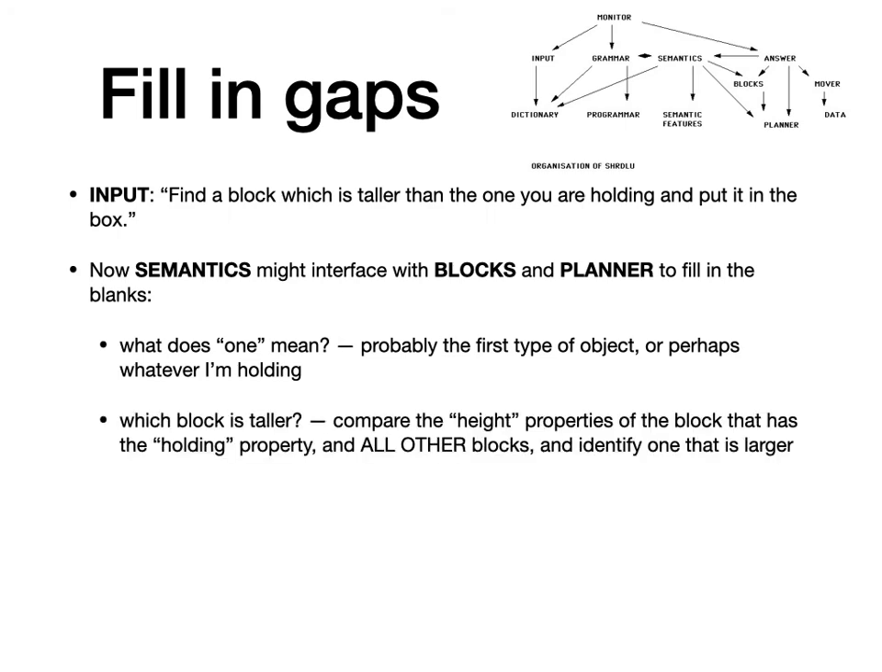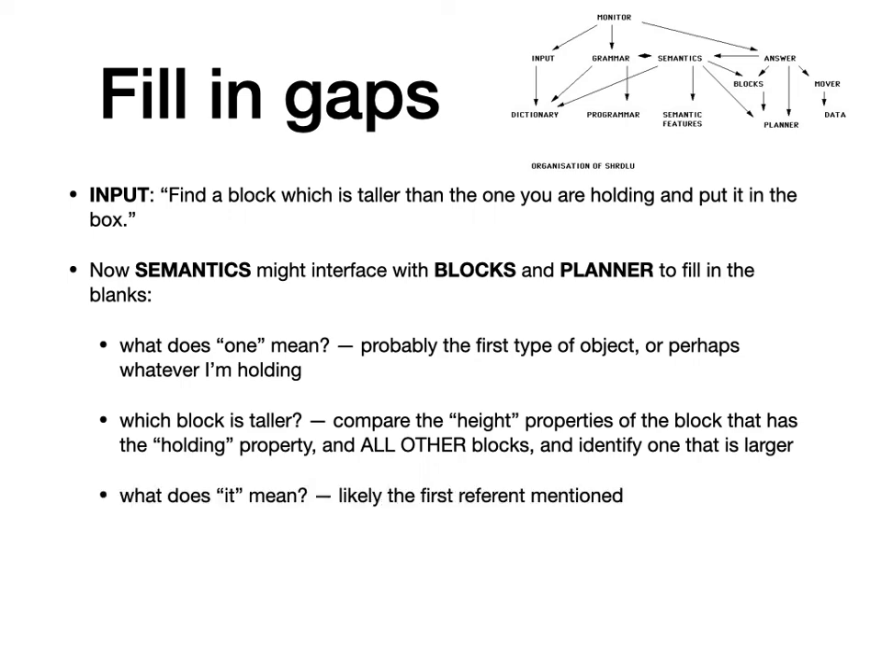Okay, so which block is taller? So now this is an effortful search. We had to compare the height property of the block I am holding with all the other blocks and identify which one is larger than the one I'm holding. That's a loop you may be familiar with by now. That would be a loop of comparisons of if statements saying, okay, is this one larger? Then that's the one I want to keep track of. Is this one larger? And that's the one I want to keep track of, etc.